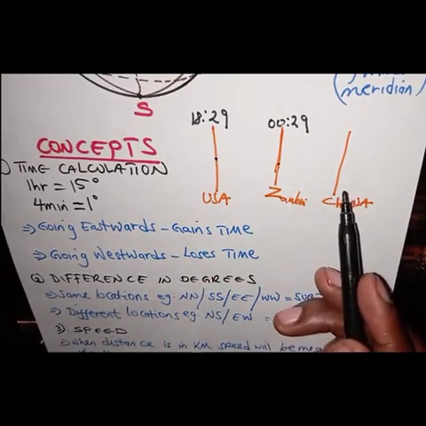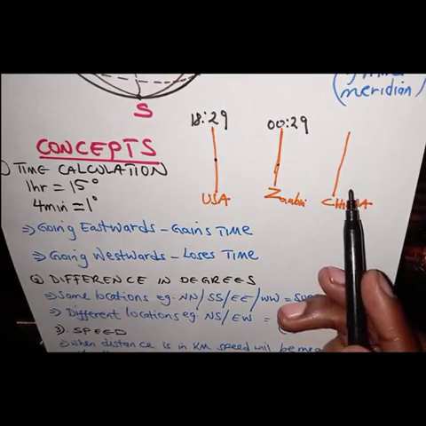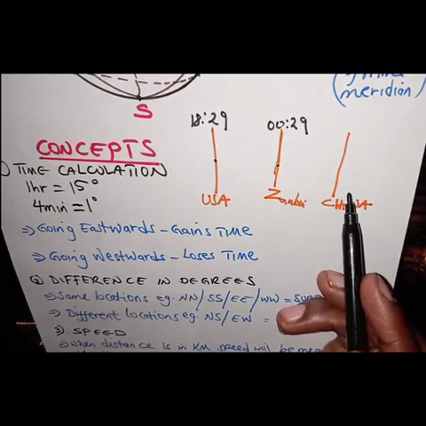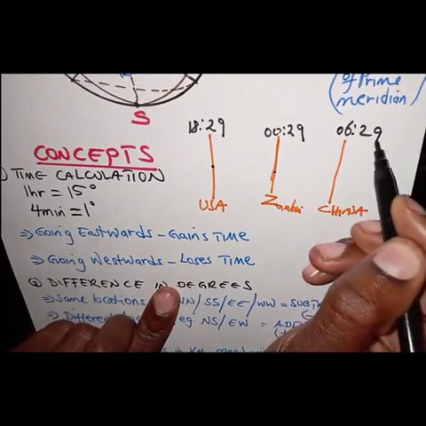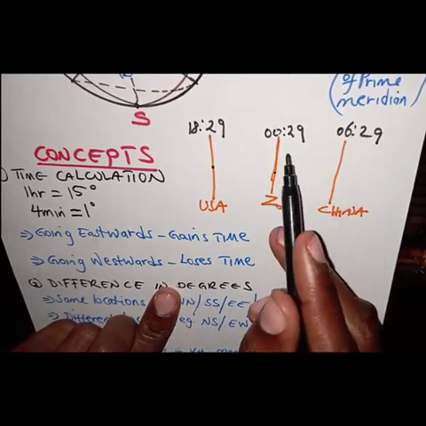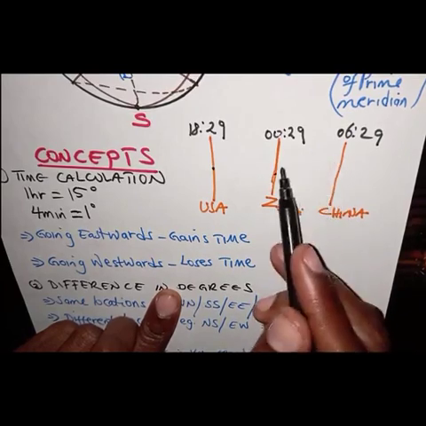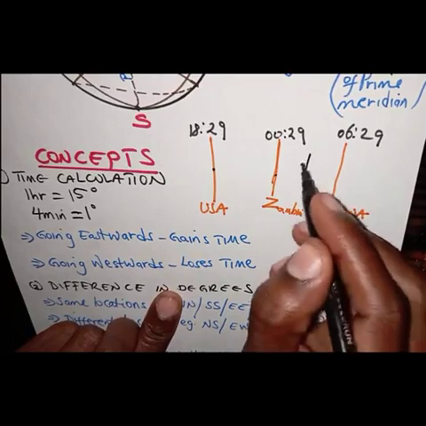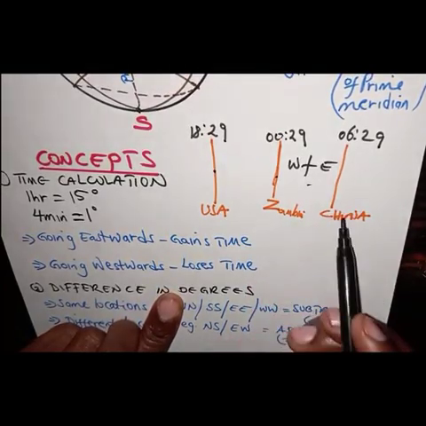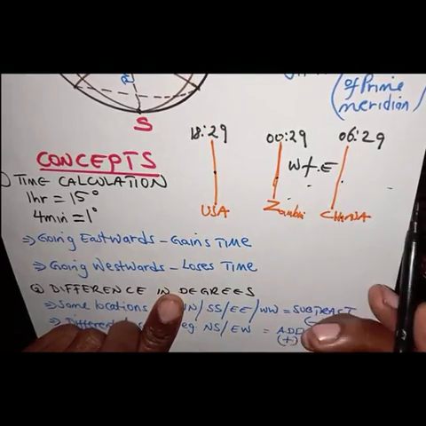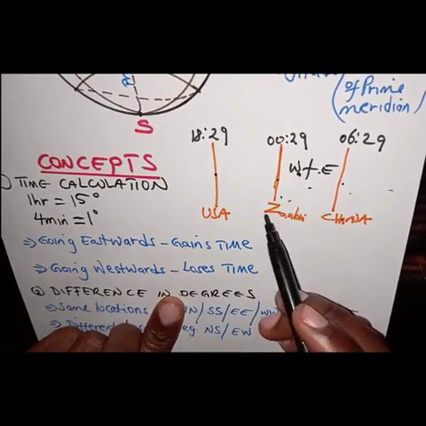Now, what could be the time in China, Beijing? The time could be 06:29. Have you seen that? So China is ahead of us because China is on the eastern part of Zambia and Zambia is on the western part of China. If we were to put this on the map, you see, China is on the eastern part of Zambia, it will always be ahead in time. Zambia is on the western part of China, it will always be behind in terms of time.